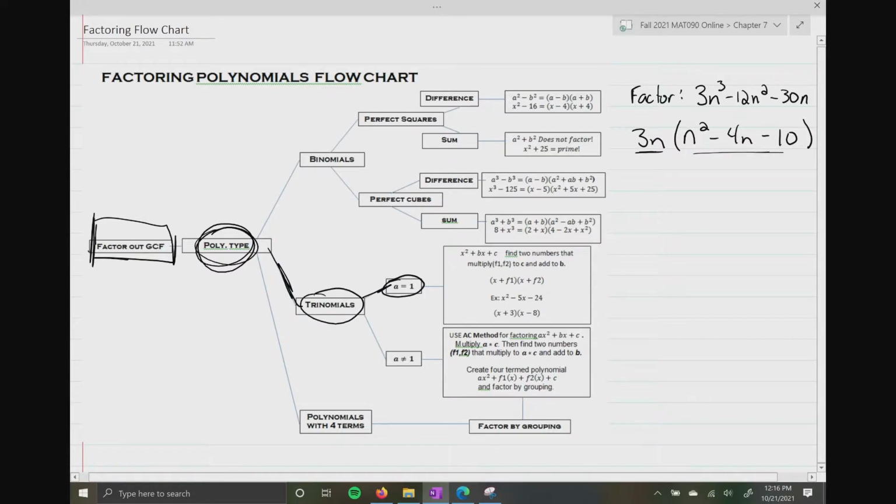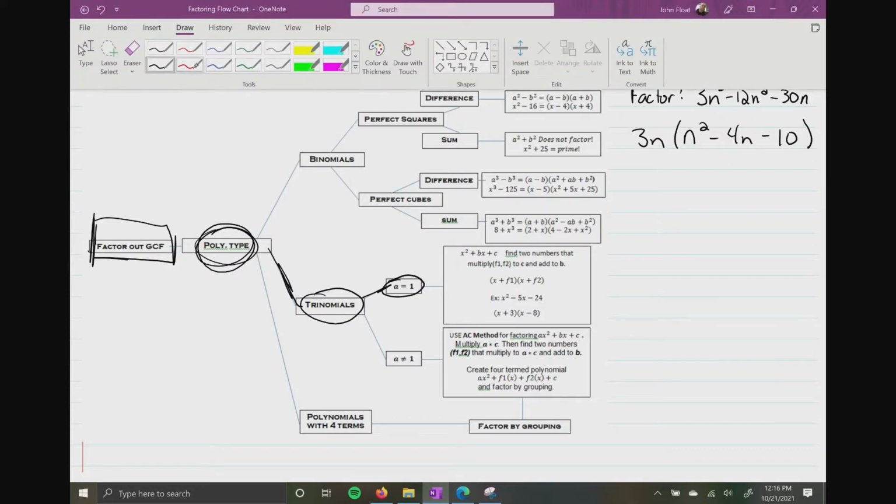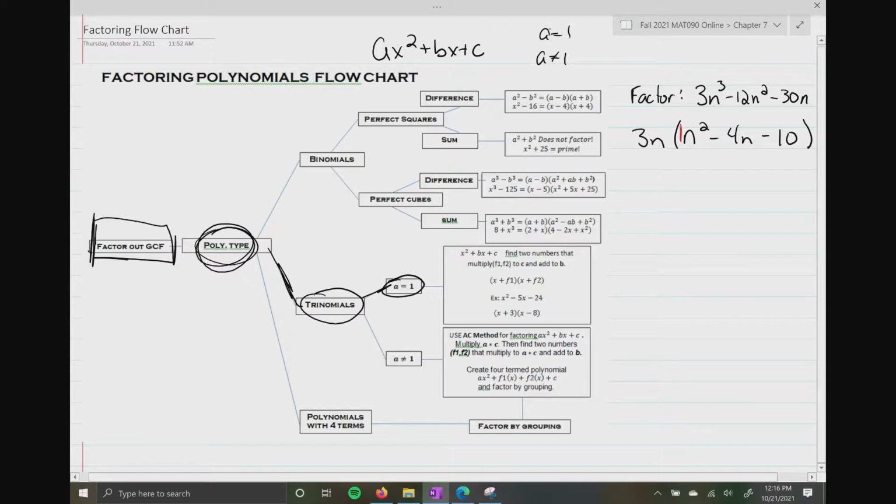Now, if you're asking yourself, well, what do you mean by a equals 1? Remember, and I'm going to write this at the very top of the page, we studied trinomials of this form right here, where a equals 1 and then a did not equal 1. Okay? So for us, if you look at the inside of the parentheses, the coefficient in front of the n squared, and I'm going to write it in red, is a 1. So it's this case right here. So according to that, we're going to find two numbers that multiply to give you factor 1 and factor 2. That's what the F1 and F2 means, and they have to multiply to get C and add to get B.